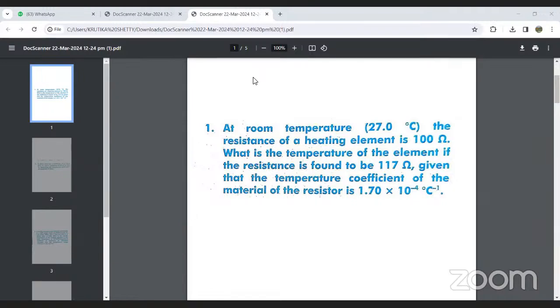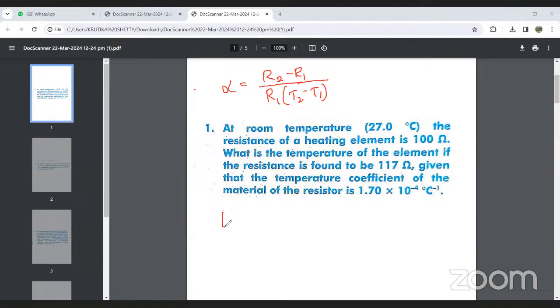R is equal to R naught into bracket 1 plus alpha delta T. That is the formula we are using. Directly, alpha is equal to R2 minus R1 divided by R1 into bracket T2 minus T1. Instead of R and R0, we are taking R2 and R1. So here we require the value of T2.